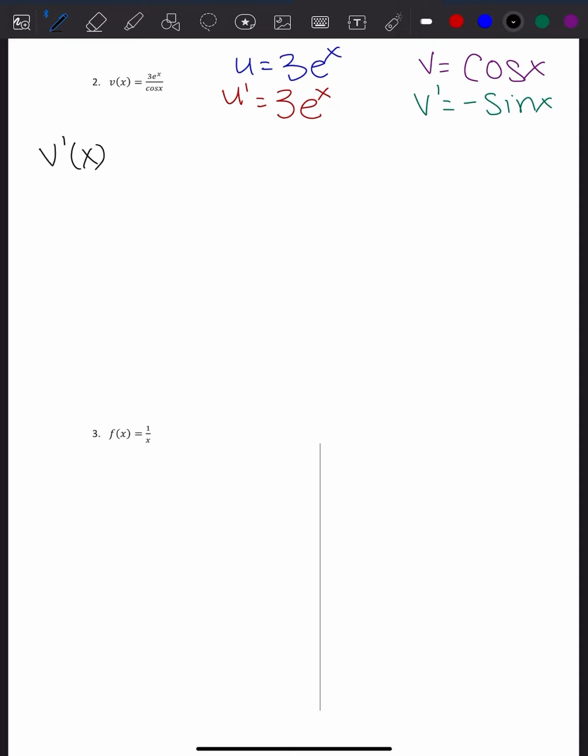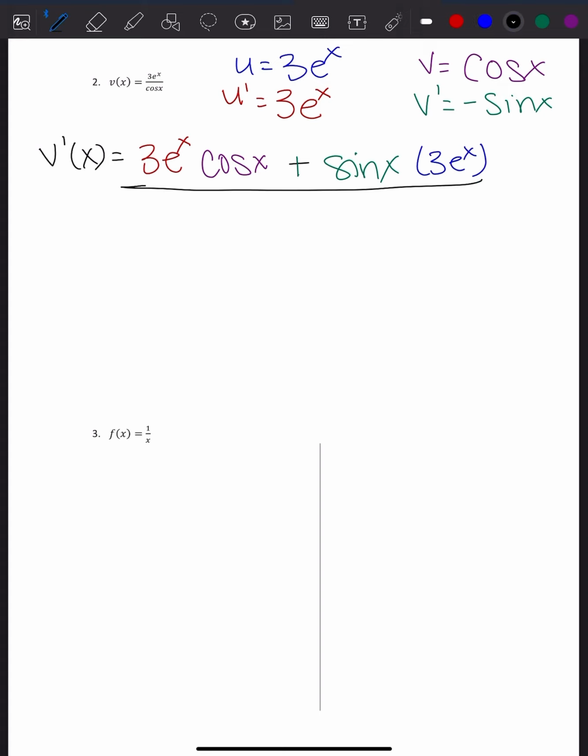So we have v prime of x is equal to u prime, so 3e to the x, times v, minus v prime. So negative sine of x becomes a positive, or a plus sine of x times u, 3e to the x, divided by our denominator, cosine of x squared.